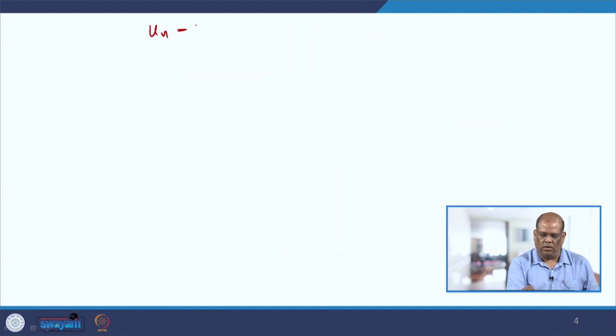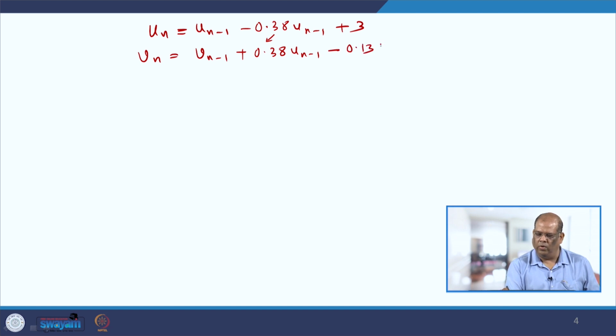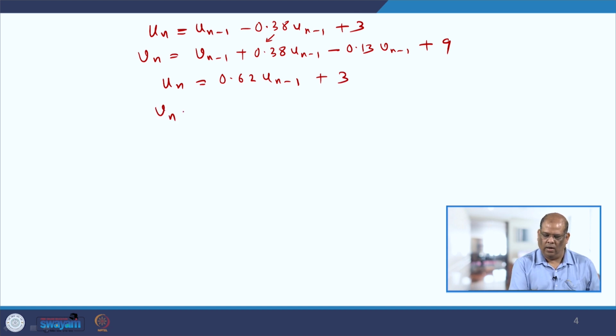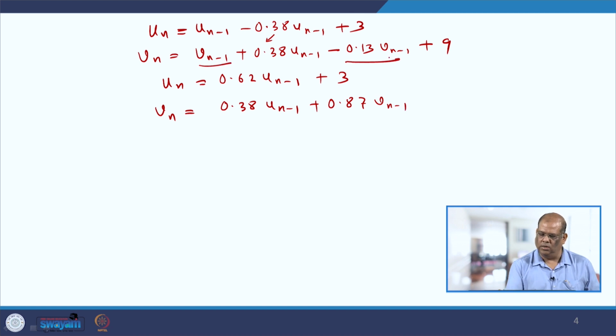un is equal to un minus 1 minus 0.38 un minus 1 plus 3 tons, and Vn is equal to Vn minus 1 plus 0.38 un minus 1, 13% removed from Vn minus 1, and 9 tons added. So, if I simplify them, I will get un is equal to 0.62 un minus 1 plus 3 and Vn is equal to 0.38 un minus 1 plus 0.87 Vn minus 1 plus 9.